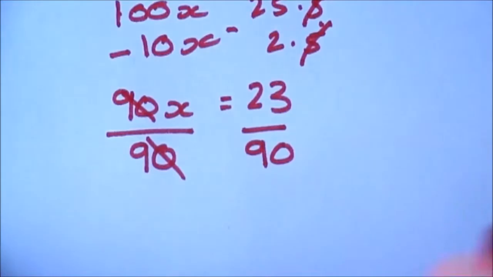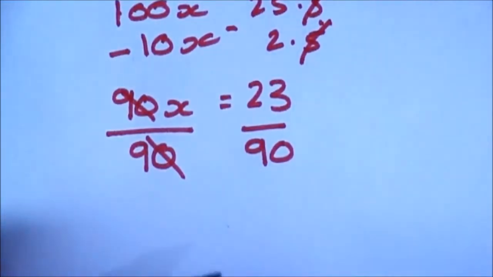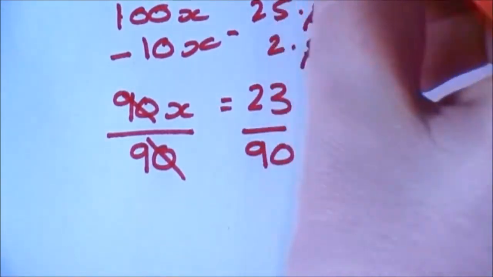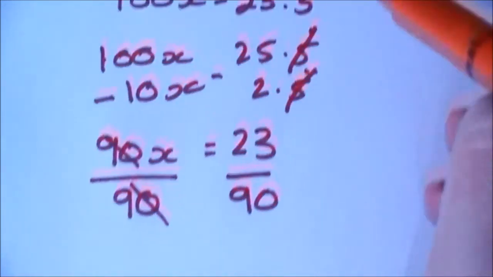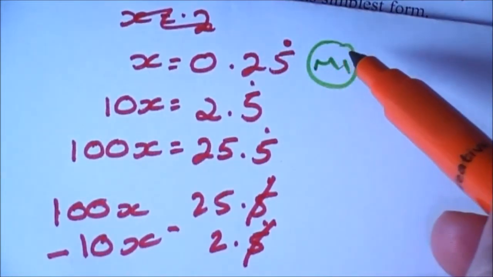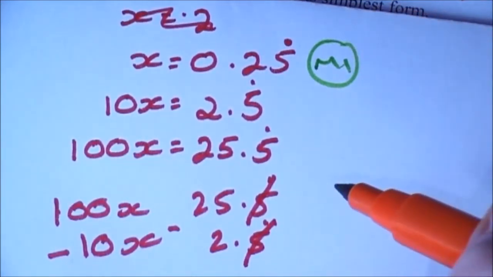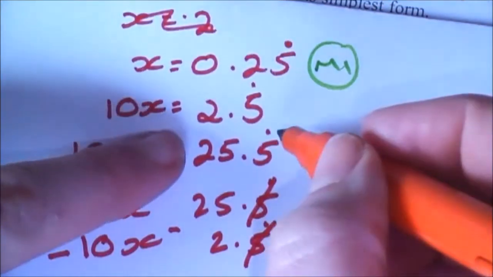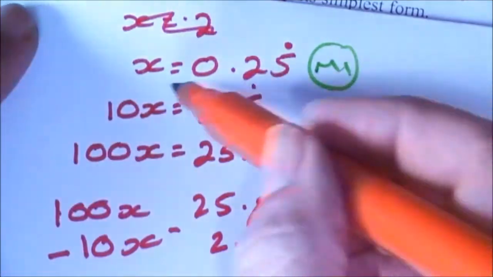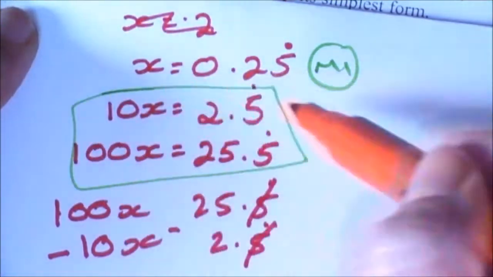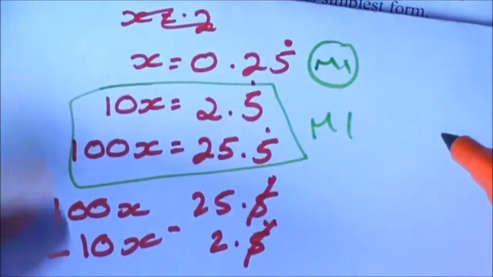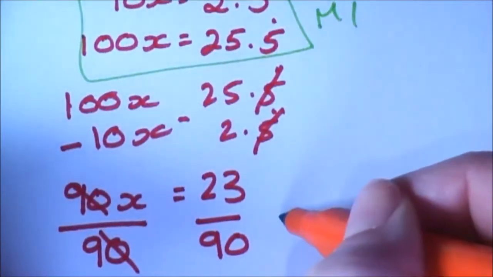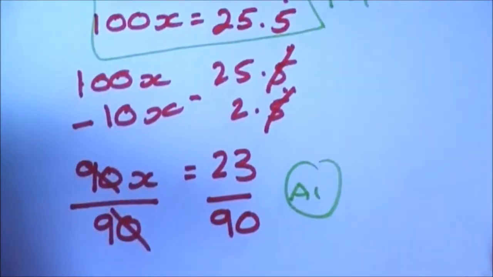With regards to how the marks are allocated, it's a 3-mark question. You get 1 mark for showing that you know what the recurring decimal actually means. You get a 2nd mark for 2 correct recurring decimals that when you take them away from each other would result in a terminating decimal or an integer. So that's where my 2nd mark comes from. And then the 3rd mark is for getting the correct answer.